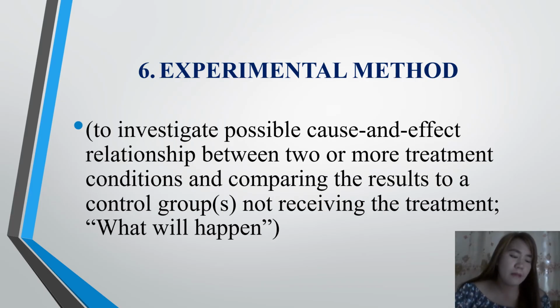For experimental method or research, this is again a kind of quantitative research. This is systematic and scientific study wherein the researcher manipulates or controls one or more variables. It determines the effects of variables to another variables. And this is conducted in a controlled environment, hence allowing the researcher to control the situation.